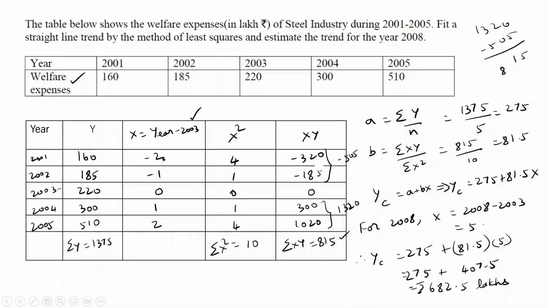So here drawing the table carries 2 marks. Finding the value of A carries half mark. Finding the value of B carries half mark. And estimating the value for 2008 carries 1 mark. A total of 4 marks for this question.